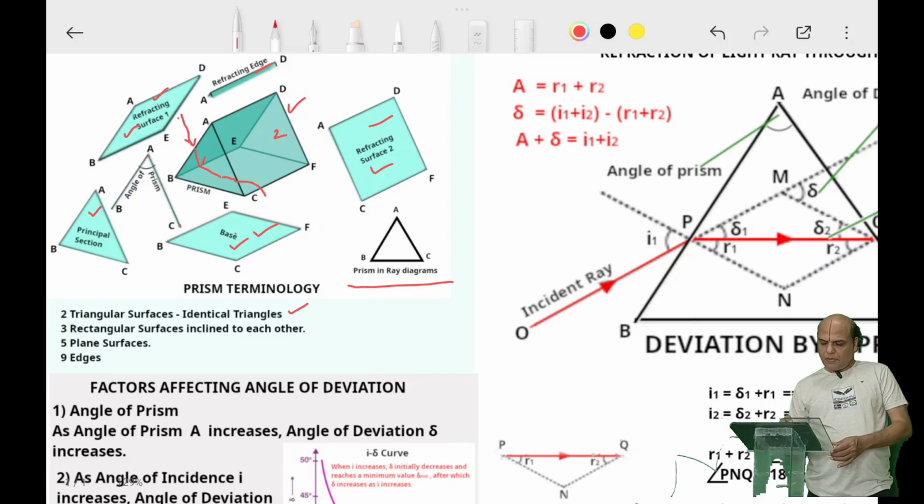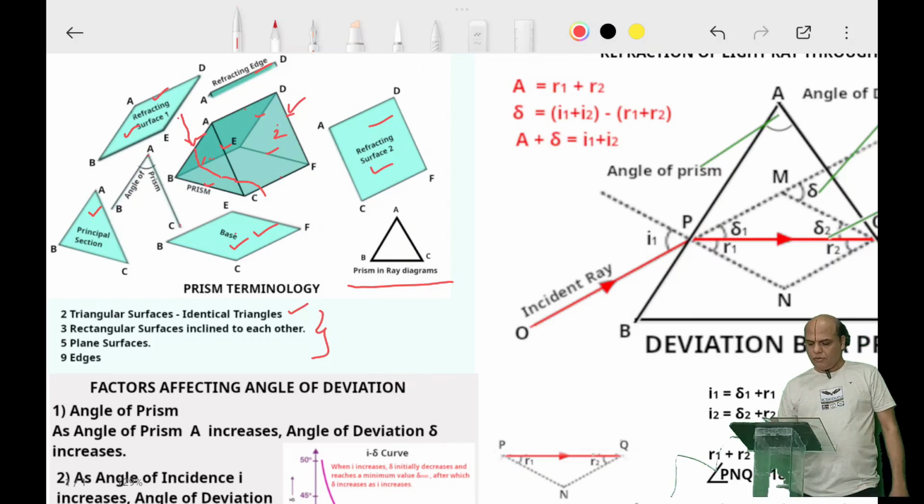If you count the total plane surfaces, there are altogether 5 plane surfaces: 1 and 2 triangular surfaces and 3 rectangular surfaces. And there are altogether 9 edges. 3 edges on one triangle, another 3 edges on the other triangle, that is 6, and 3 edges on the rectangular surfaces. So 3 plus 3 is 6, 6 plus 3 is 9. There are totally 9 edges. We should be conscious about these numbers. Let's move further.